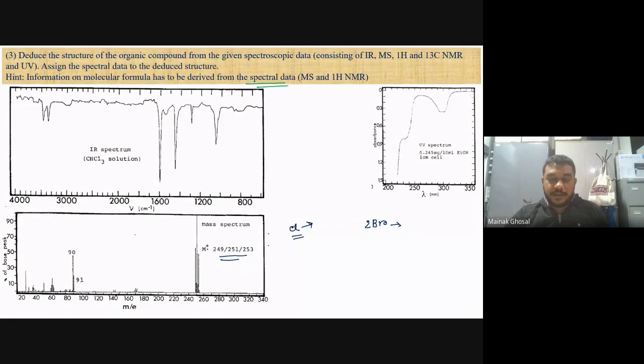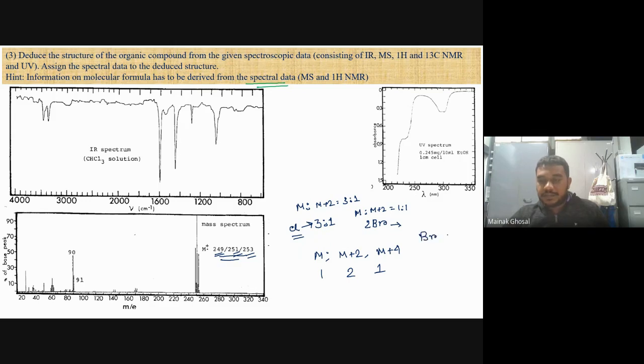So chlorine will not be present, because if chlorine is present, you will see a ratio of M to M plus 2 peaks of 3:1. But if bromine is present, we expect a ratio of M to M plus 2 of 1:1. But here what you see is a peak of M plus 2. If M plus is 249, you see M plus 2, M plus 4. And also the ratio is 1:2:1. So it is only possible if you have two bromines.